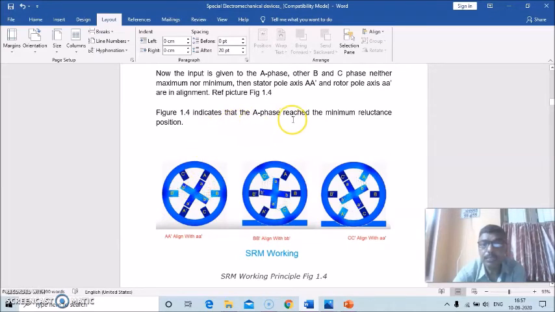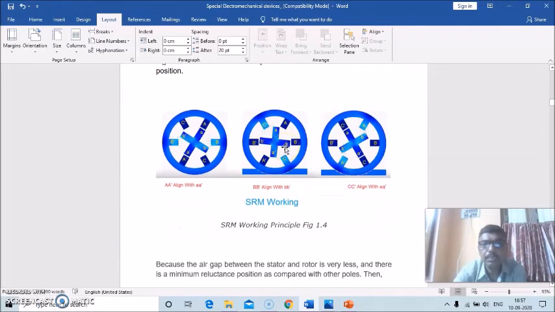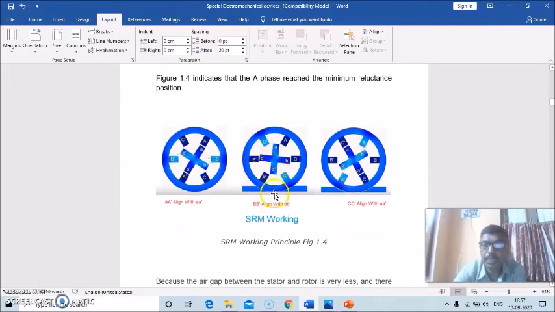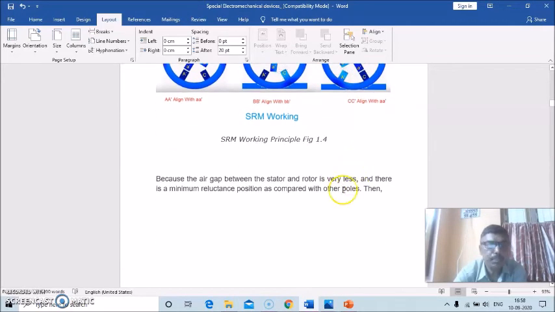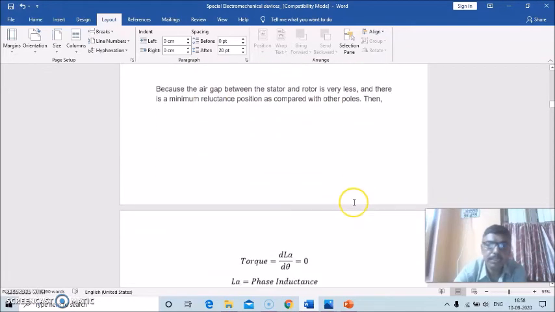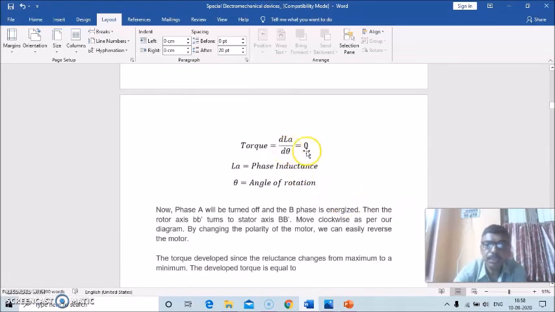And the A phase reaches the minimum reluctance position, whereas this is BB dash aligned with the BB dash position, and this is CC dash aligned with the a dash axis of the rotor. Because the air gap between the stator and the rotor is very small, and there is a minimum reluctance position compared with the other poles, torque dLA by d theta equals 0, where LA is the phase inductance of A phase and theta is the angle of rotation.